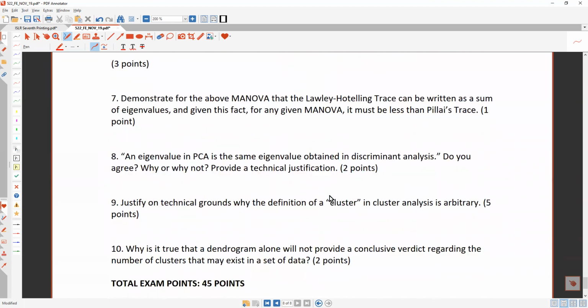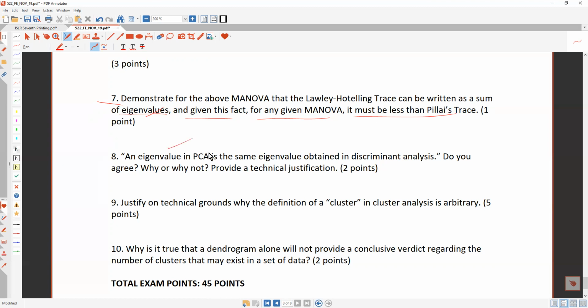Demonstrate for the above MANOVA that the Lawley-Hotelling trace can be written as a sum of eigenvalues. Again, it might require some side work, something else to get these based on what you've learned in the course. And given this fact, for any given MANOVA, it must be less than Pillai's trace. Why must this number be less than Pillai's trace?